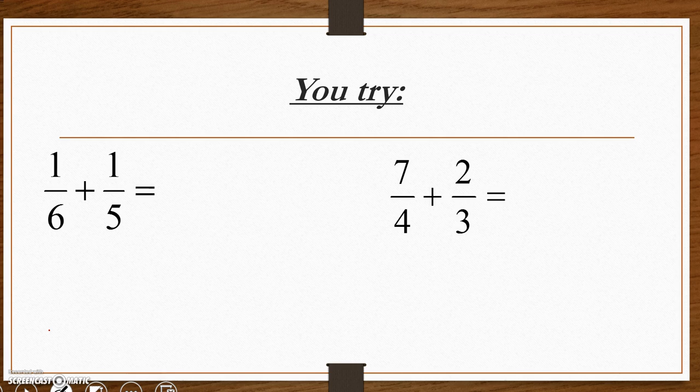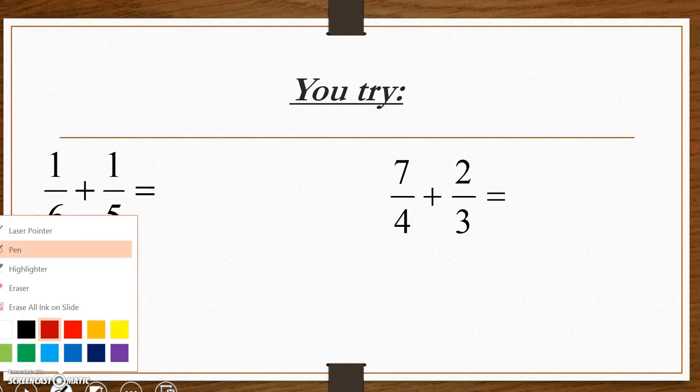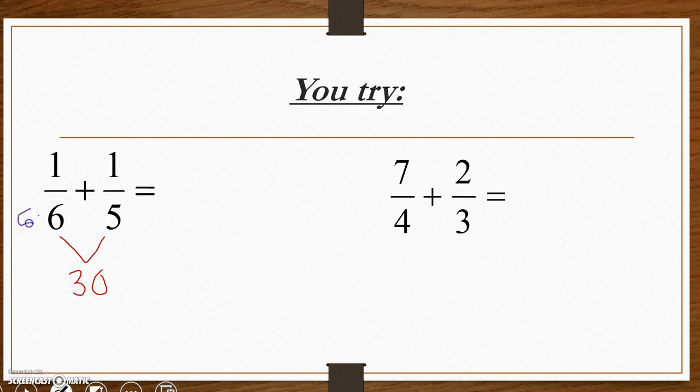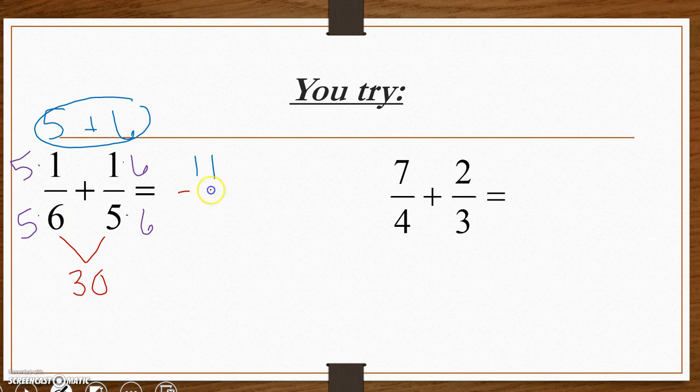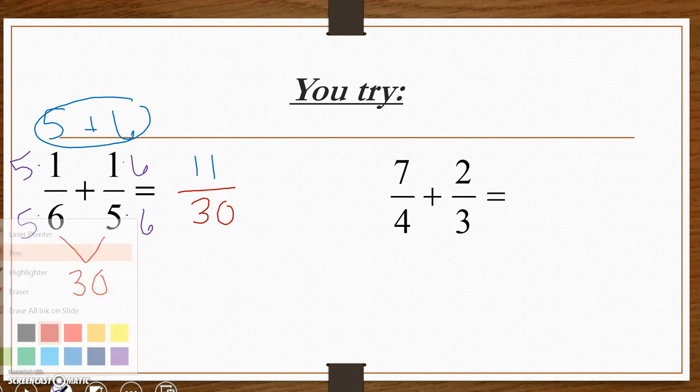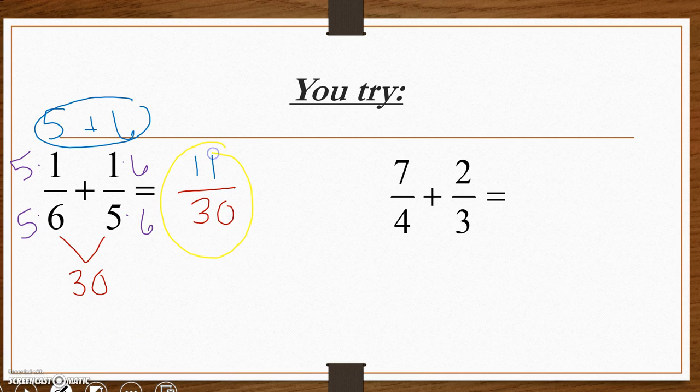Alright, hopefully you've done the 2 problems. So here is the answer. 6 times 5 is 30. So I multiply this 6 by the 5, also the top by the 5, multiply the side by the 6. So that means I have 5 plus 6 up top. That's 11. That's all over our common denominator of 30. So 11 over 30 is your final answer. Hopefully that's what you got.